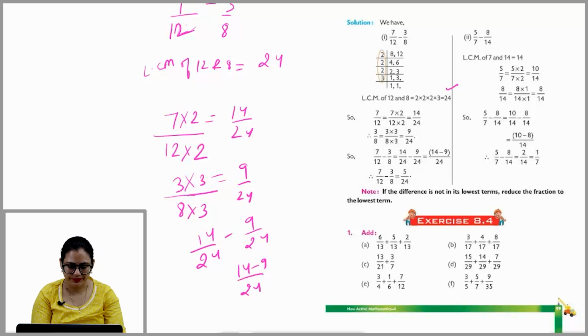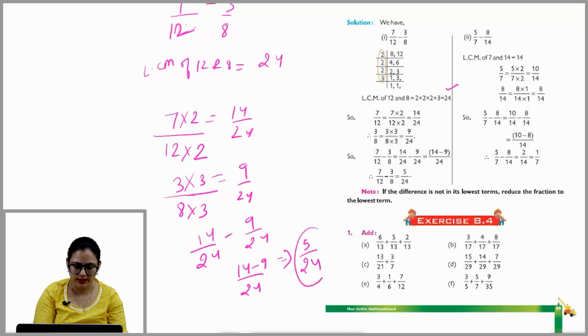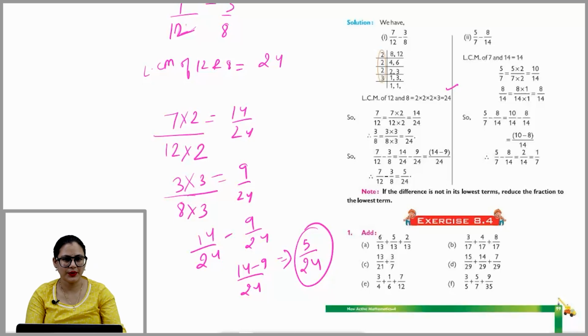And the answer is 5 by 24. This is the answer. Similarly, you will do this example also. Note, if the difference is not in its lowest term, then reduce the fraction to the lowest term.